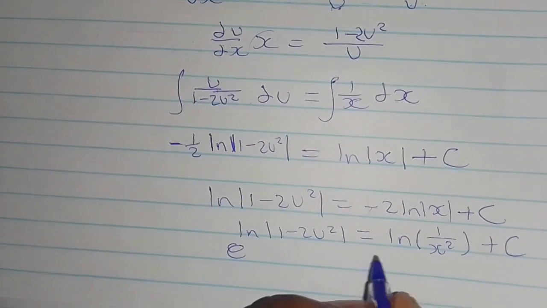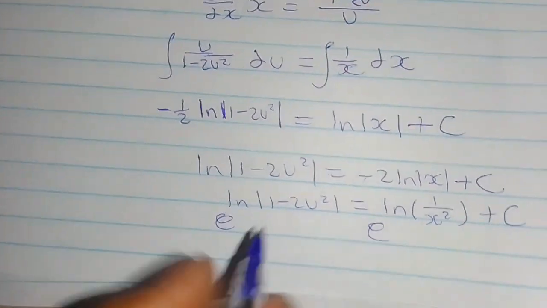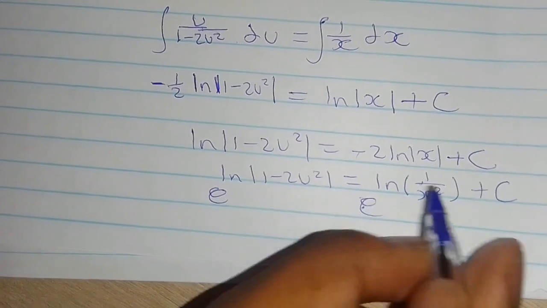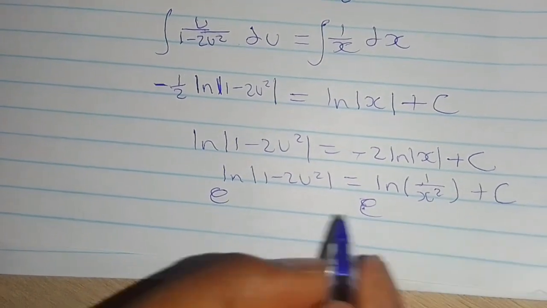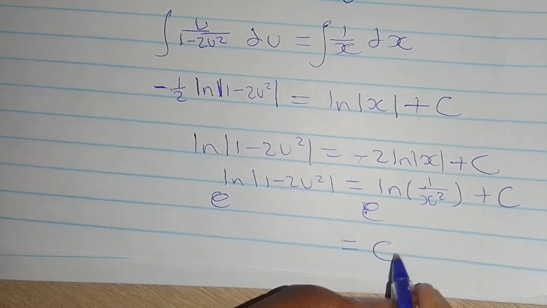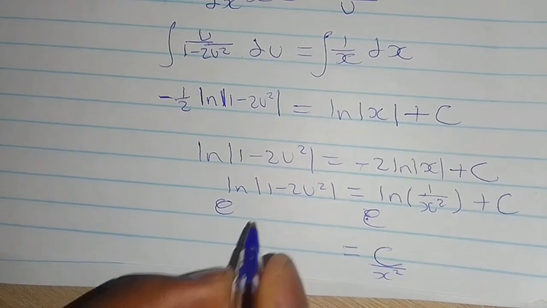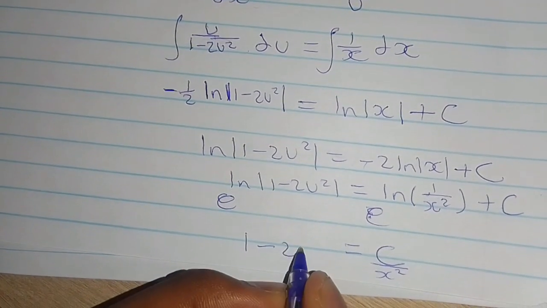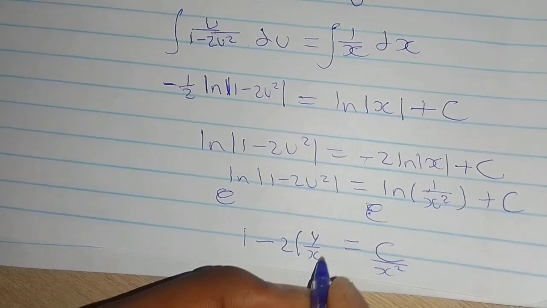Then you need to get rid of the ln, so raise everything to e. e to the power of this is just going to be 1 over x squared. Multiply by e to the power of c, which is still going to give you some constant c. Then you just have c over x squared, and here you're just going to have 1 minus 2u squared, but you're not done. u is y over x.